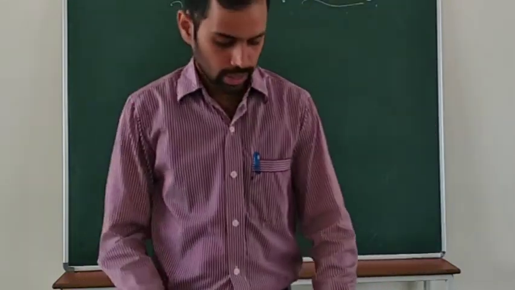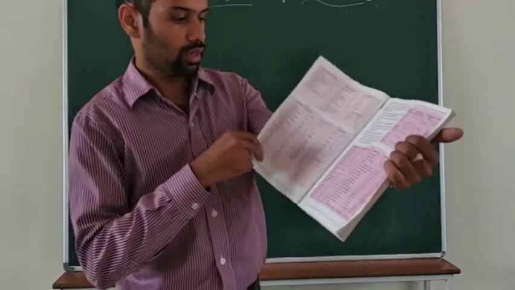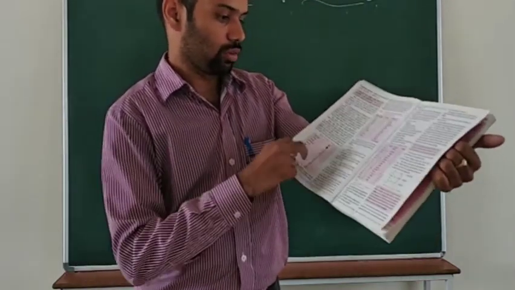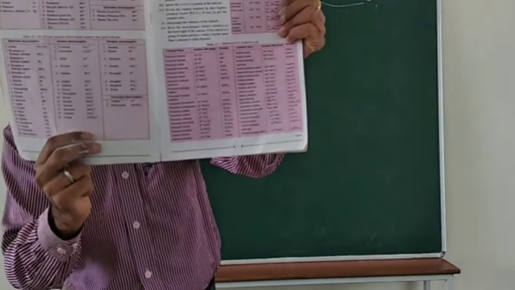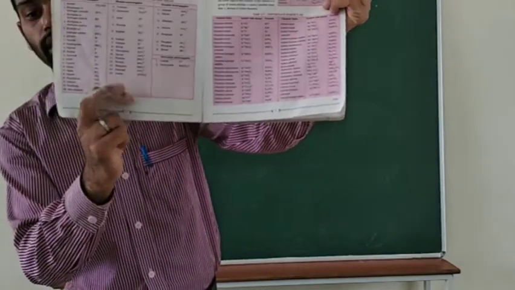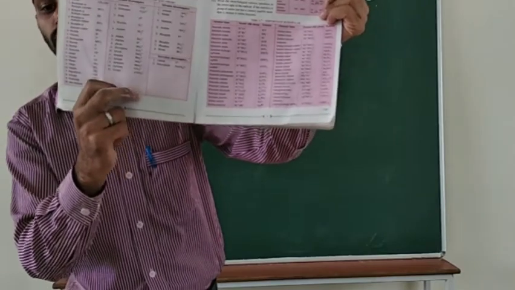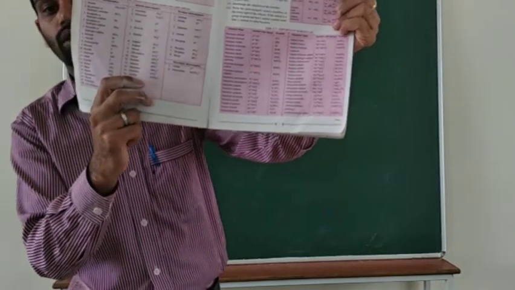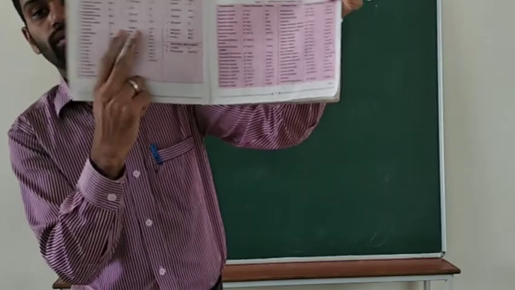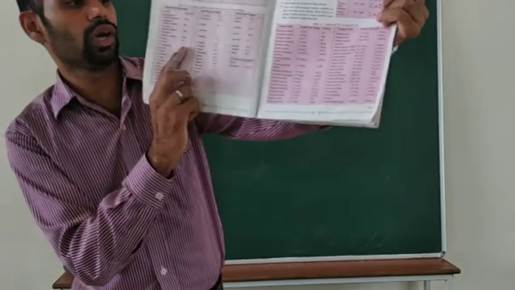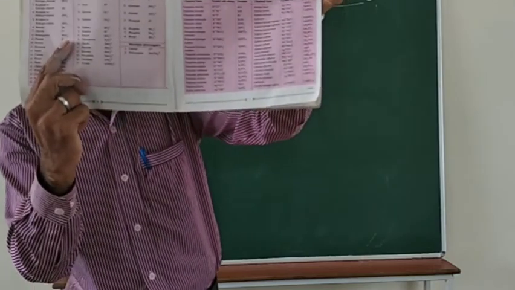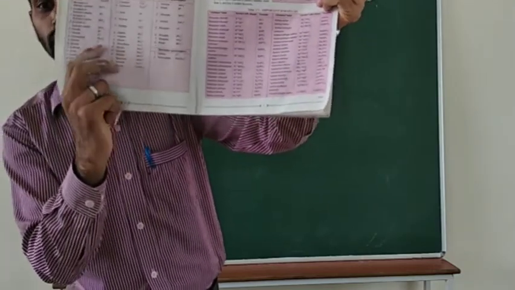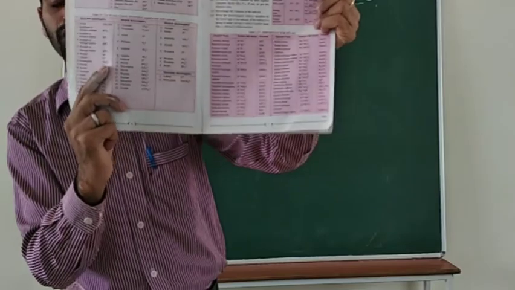In your textbook, they gave so many formulas. Look at that. You can learn them. Only then can you write the chemical formula of a compound. Otherwise, you can't. So you should learn these chemical formulas: monovalent electronegative, divalent electronegative, trivalent electronegative. You should learn this, then only you can write the chemical formulas. Otherwise, we can't write that.